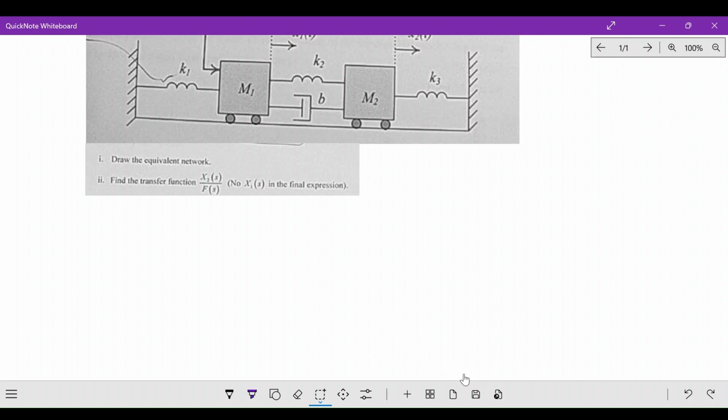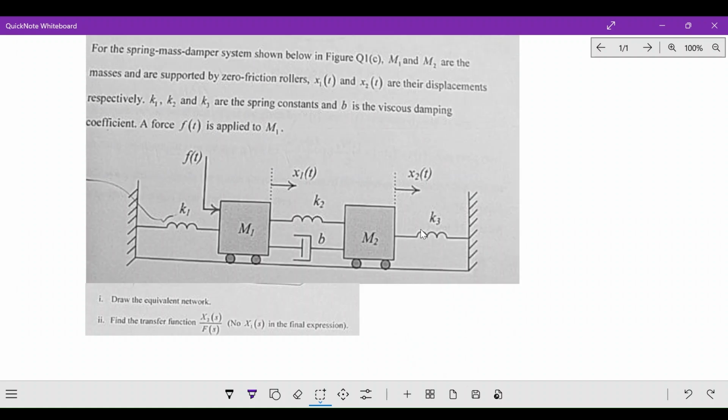So here's the first question that we are looking at, and this question is based on the topic which is equivalence of mechanical systems, right? So we have to represent a mechanical system in a certain form that is easy to simplify or solve. Okay, you want to present the mechanical system in its equivalent form.